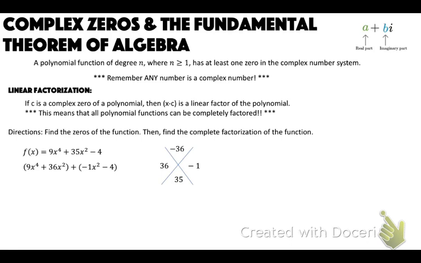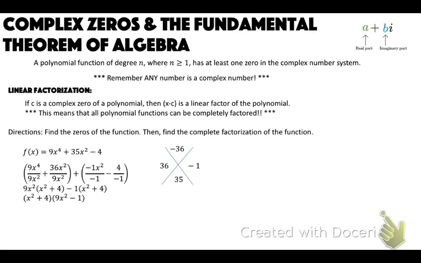We can group those. I can pull out a 9x squared from the first ones and I can pull out a negative 1. So I get 9x squared, and then x squared plus 4, negative 1, x squared plus 4. So I get x squared plus 4 and 9x squared minus 1. Now we can set these both equal to 0 and just square root them. Or if you remember difference of squares, this one is the difference of squares. This one is the sum of squares.